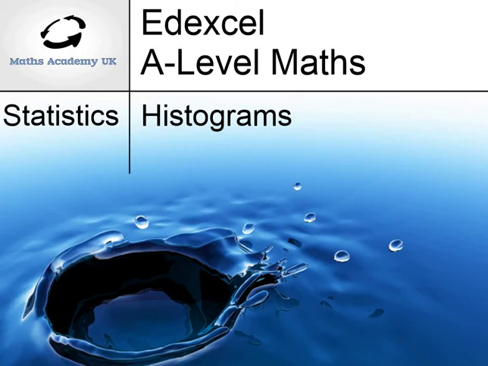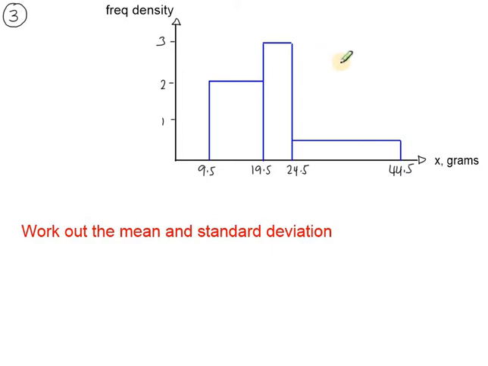Histograms. Example 3. We're given a histogram. We have the frequency density values and our data values at these key points here. We have to work out the mean and standard deviation for this data. So we start off by creating a grouped frequency table for this data. From that table we can use the calculator's statistical functions and we can work out the mean and standard deviation.